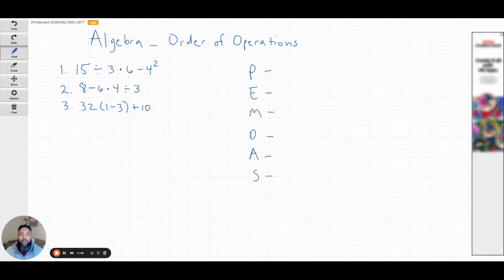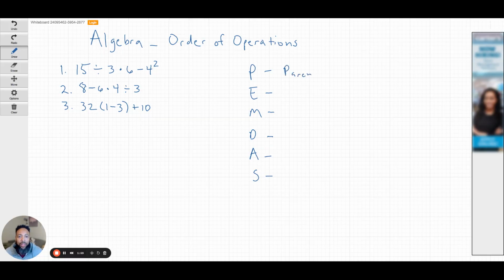And so basically what we're doing is taking the first letter of each word, which tells you which order you're going to use whenever you're looking at a problem. So the first one is parentheses. The next is exponents. The next is multiplication. Then you have division, addition, and then you have subtraction.